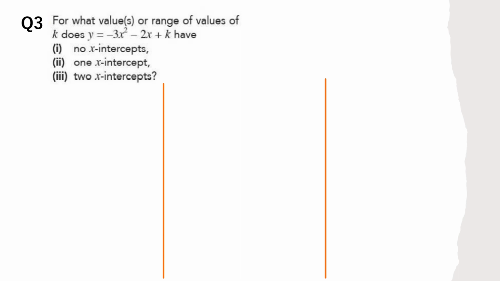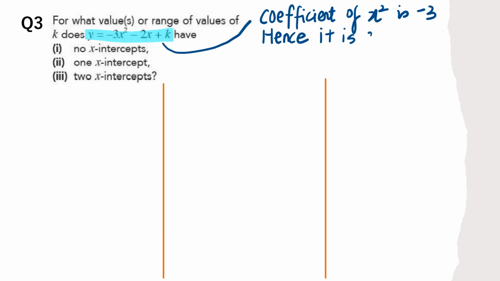What kind of values of k do you think you can substitute into the quadratic curve such that it has no x-intercept for part 1? Part 2, 1 x-intercept. Part 3, 2 x-intercepts. So what is the concept involved here? First of all, recognize that the coefficient of x squared is negative 3, which is less than 0. Hence, it is an n-shaped curve.